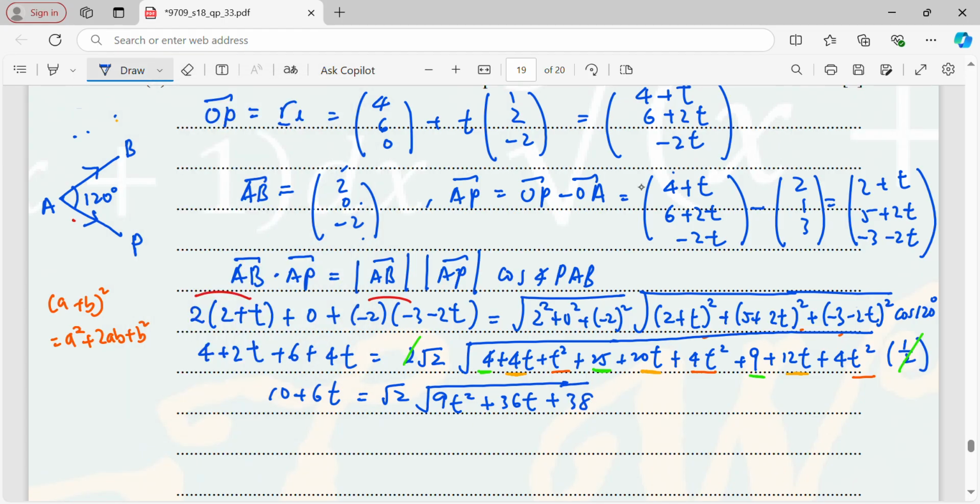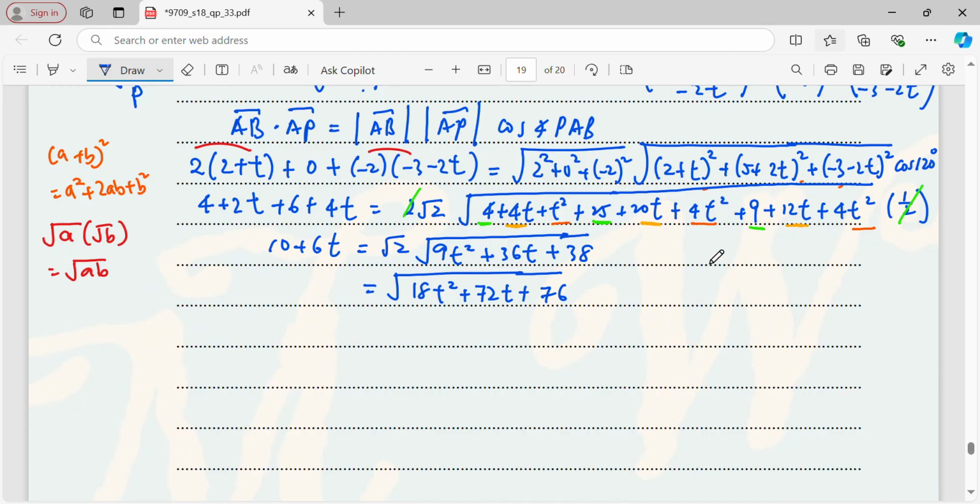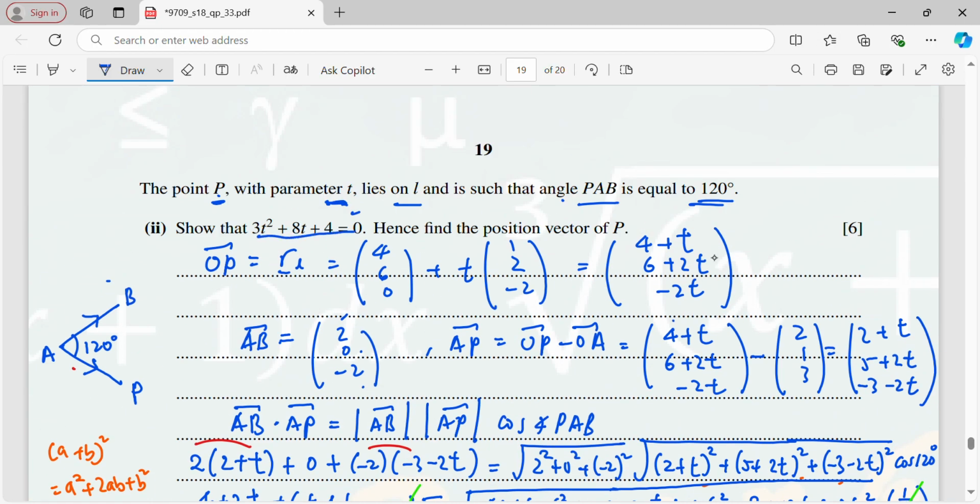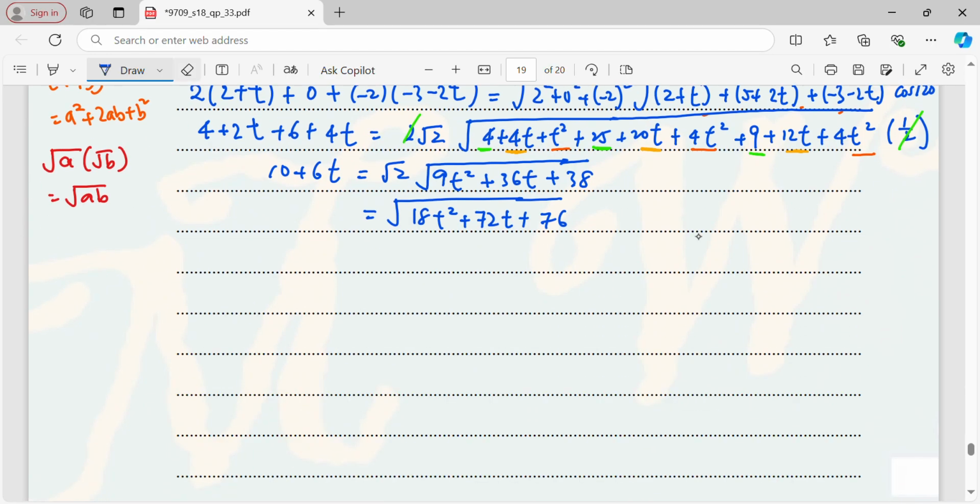Okay, so for the right side, we can combine the two square roots using this formula, square root a times square root b, that is square root ab. That means now here, I will be getting square root of 2 times 9, so 18t squared, 2 times 36, that is 72t, 38 times 2, that is 76. And now to eliminate the square root, because we need to show this quadratic equation, we need to square both sides. So when I square both sides, I'm actually squaring both sides.